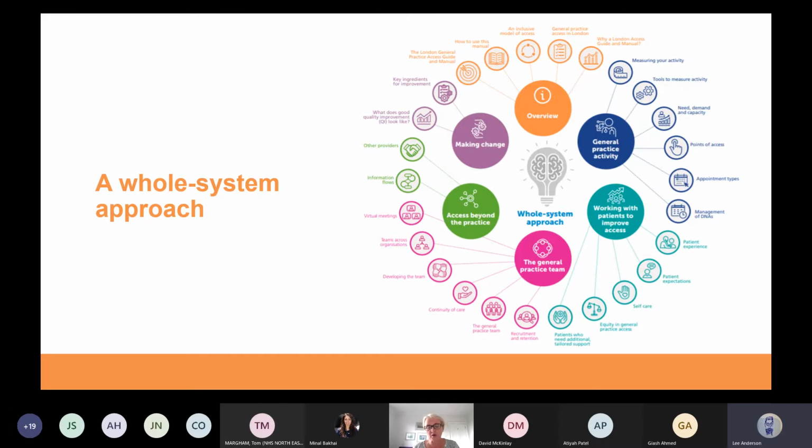Then in our final week, week 5, we're going to look at methods of making change. So all the suggestions of things that we might want to do, how do you actually make those changes in your practice? That's what we've included for the whole system approach. I'm sure there are things that you might think are missing, but this is what we collectively came up with as the key components to a good access system. If we could go on to the next slide, please.